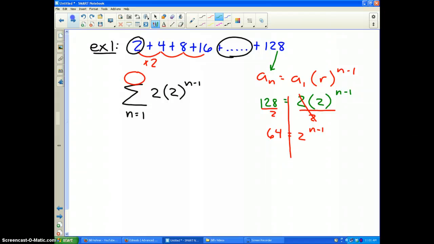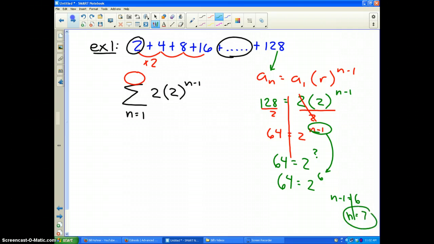Well, we need to think, 2 to what power is 64? If you figure that out, you're going to find that the answer is 6. 2 times 2 is 4, times another 2 is 8, times another 2 is 16, times another 2 is 32, times the sixth 2 is 64. Therefore, n minus 1 has got to be equal to 6. If n minus 1 equals 6, that means the number of terms in this pattern, n, is 7. Okay, good. So we're going to put 7 in the box. We're going to go from 1 to 7.